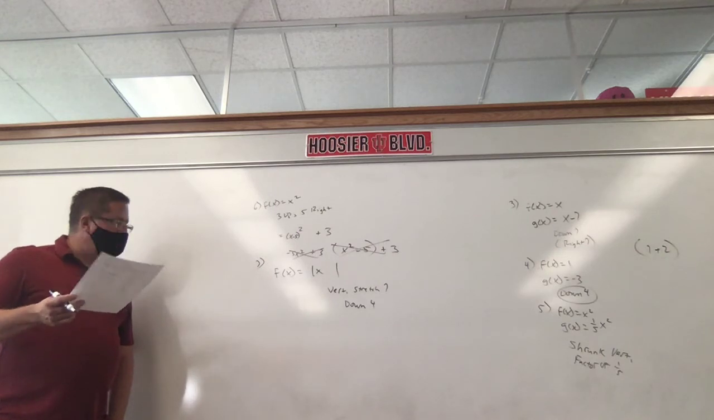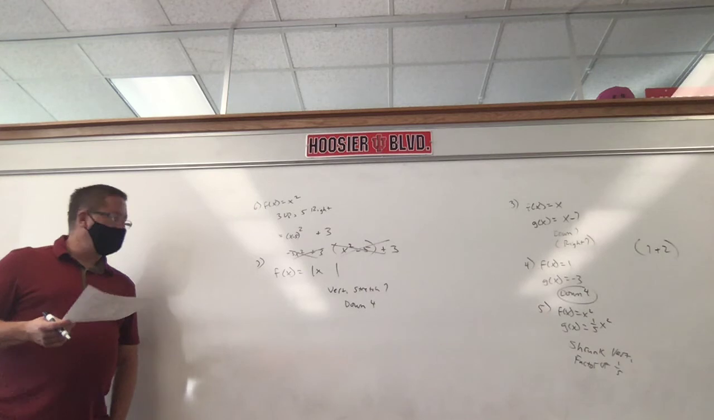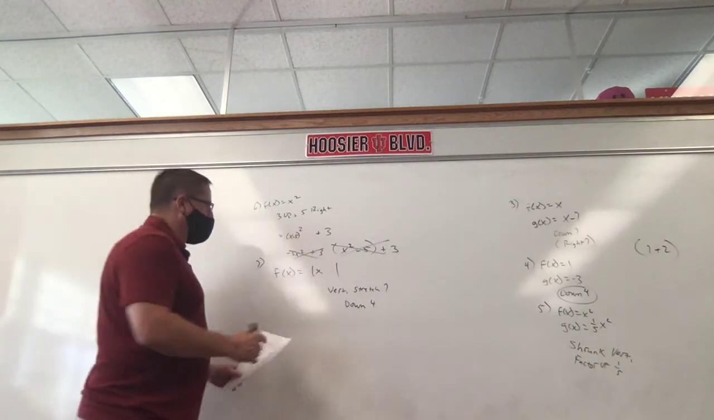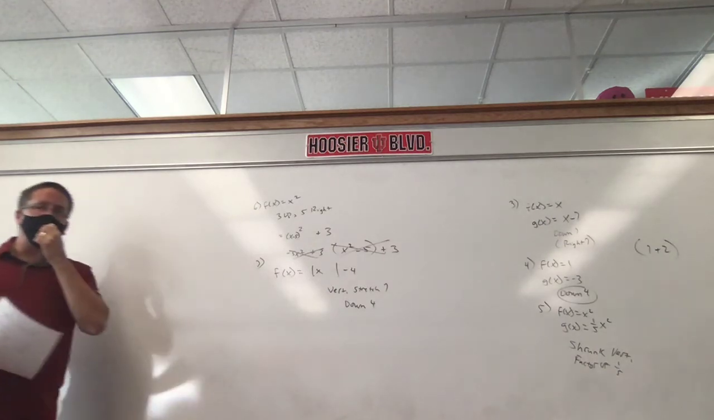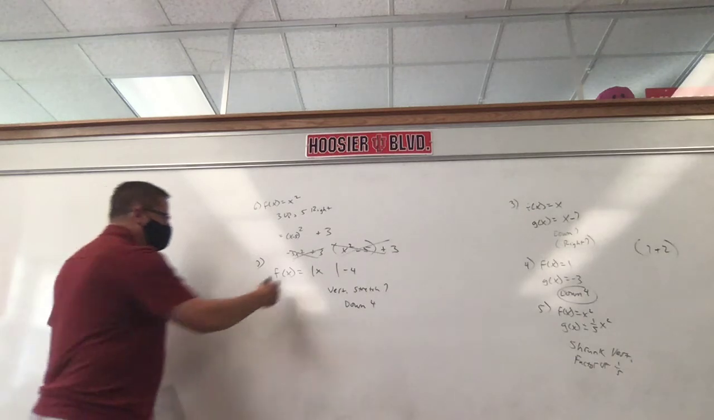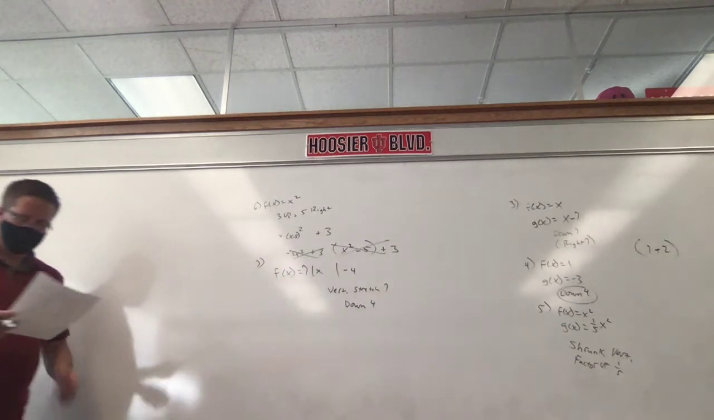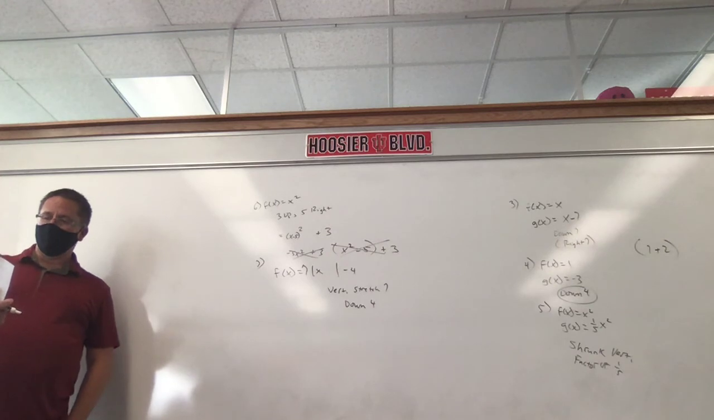Let's do the easier part first. Down 4. What are we going to do if it's down 4? Minus 4. Minus 4 where? With the x or out here? Out there. And then if you're vertically stretching it by a factor of 7, the 7 goes in front there. So it doesn't go in the box? No, then that would be horizontal.